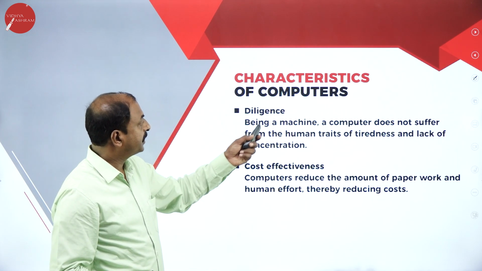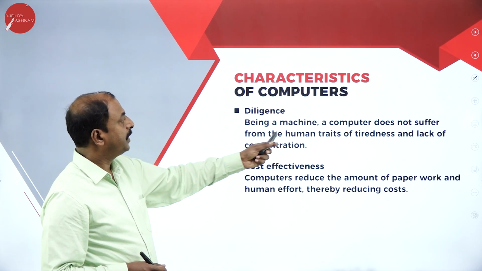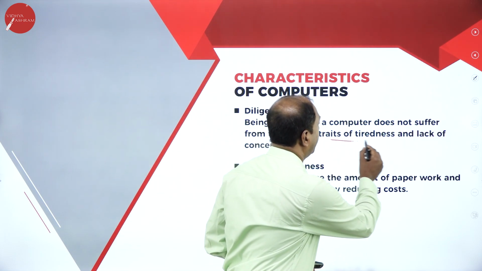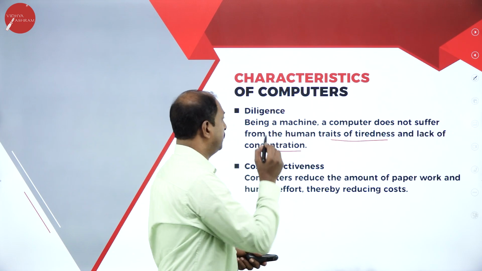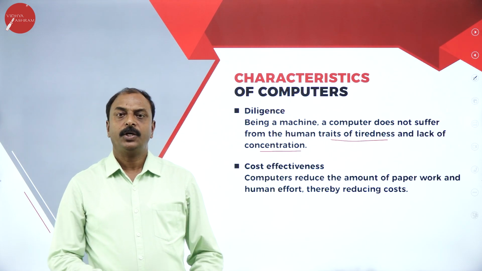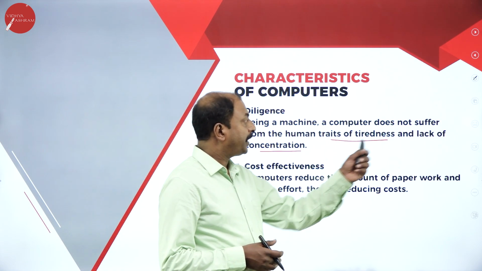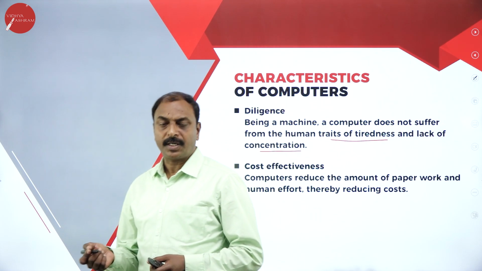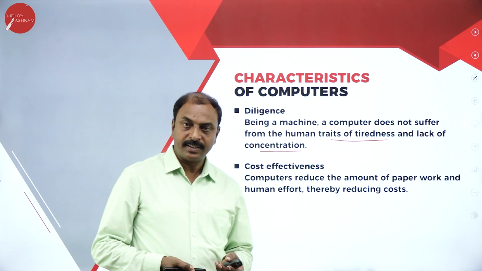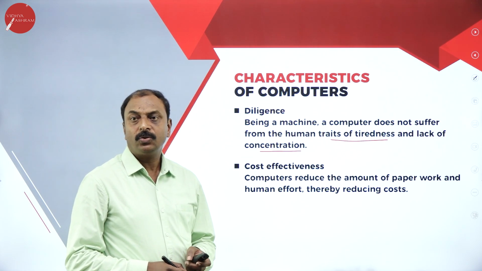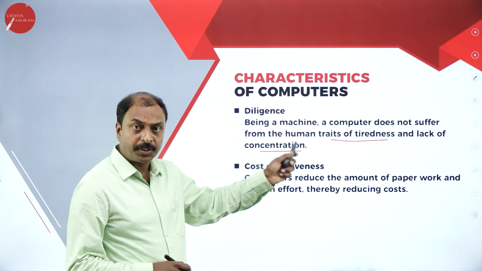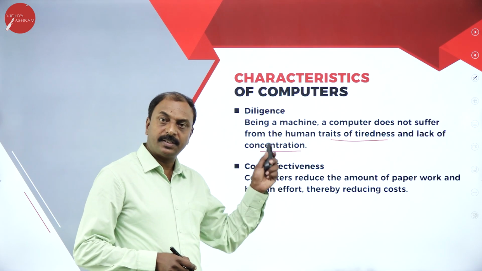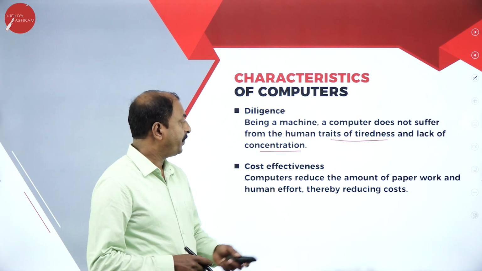Next characteristic is diligence. Being a machine, a computer does not suffer from human pride or tiredness and lack of concentration. So here, students, we being human beings are not free from tiredness. It means we can do a lot of work, but we cannot do any work for a long time. So after some time we feel tiredness or maybe lack of concentration. A computer, being an electronic machine, is free from tiredness as well as lack of concentration. So this is diligence.